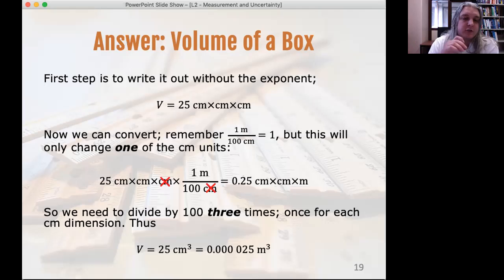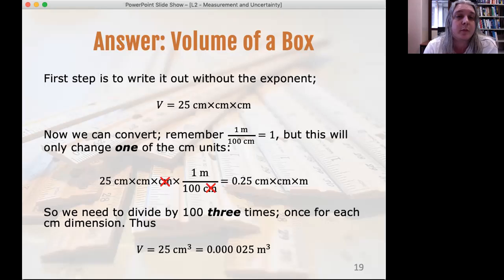Change it by a factor of 100. So if you take 25 centimeters cubed, you divide it by 100 three times, once for each dimension, then you'll get 0.000025 meters cubed. And that is the correct answer for the volume of this box.